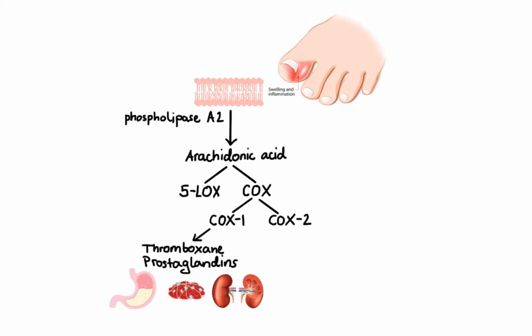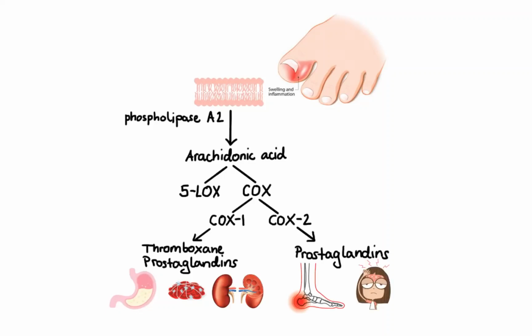Now, on the other hand, the COX-2 isoform is not expressed constantly in most tissues, but instead it is induced at sites of inflammation. So unlike COX-1, COX-2-derived prostaglandins mediate mainly inflammation, pain, and fever.